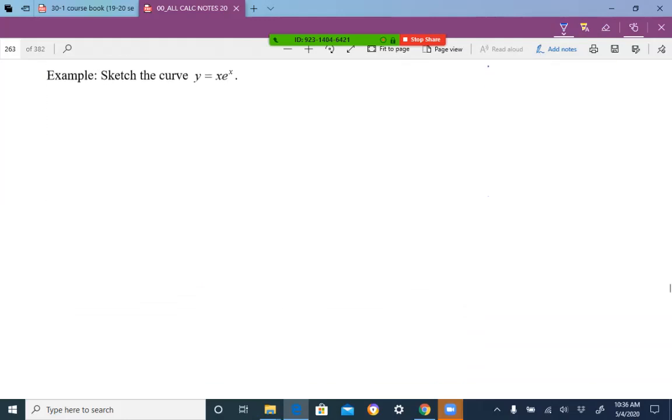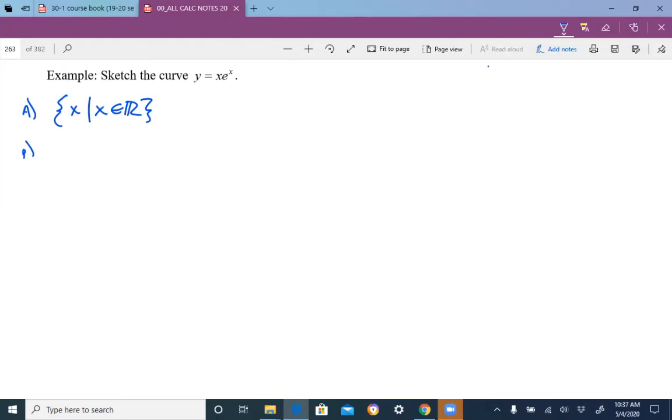Okay, so to answer each of these questions individually, x e to the x, let's start with part A, which is domain. And x times e to the x is defined for all values of x. You can always plug a number in for x, and so there's your domain.